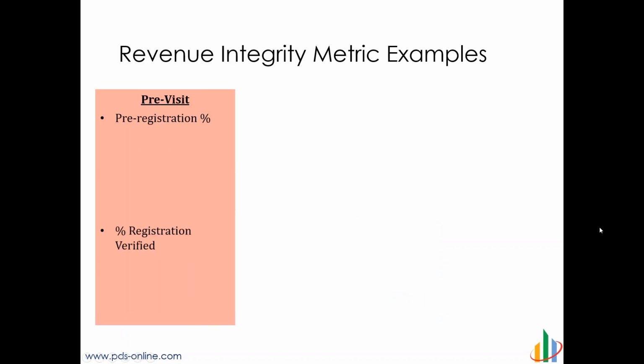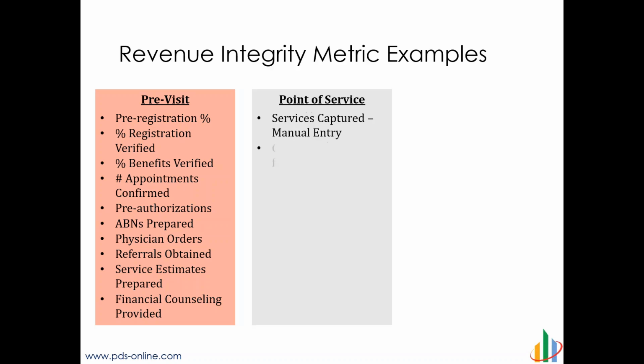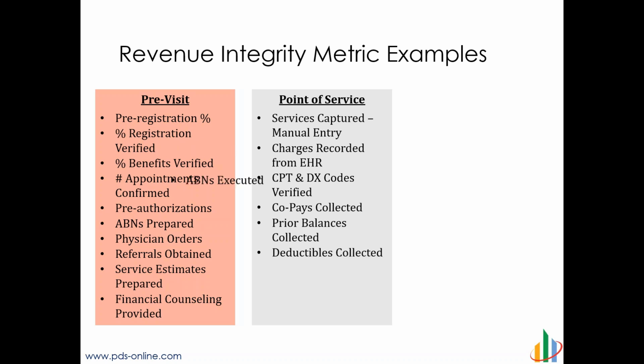Sure. So within pre-visit, you're really typically looking at things around registration. So registration percentage, pre-registration, making sure that benefits are verified so that you can collect at the point of service, confirming appointments, ABNs prepared, and providing financial counseling before patients even get to your office. Then point of service metrics are things around getting charges captured, getting your CPT code and diagnosis codes verified, getting copays collected, which is a big task now with high deductible plans.